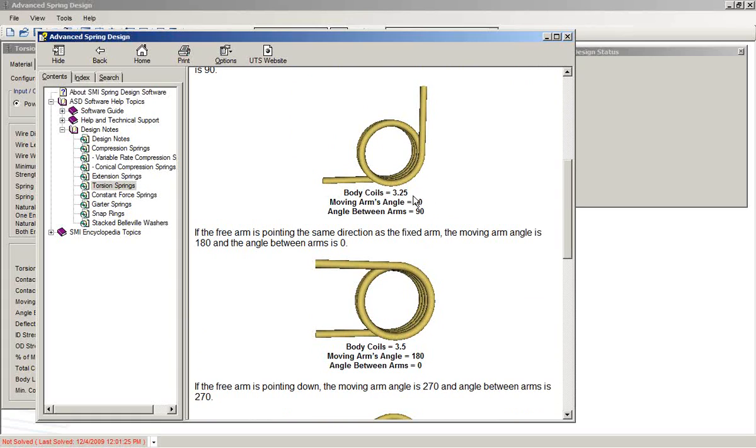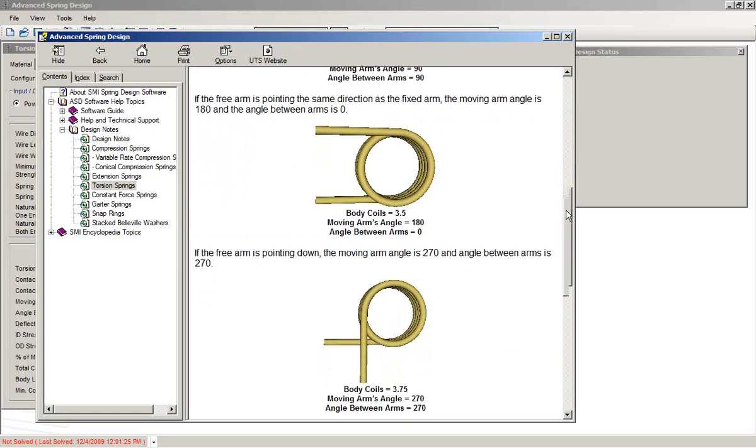You can see here that the body coils dictate both the moving arms angle and the angle between arms. If we have a 90-degree moving arms angle, well, then the body coils must be some fraction 0.25. So 3 1/4, 4 1/4, 5 1/4. The 0 angle position points to 3 o'clock. That's standard. That's the rule that we use for consistency.